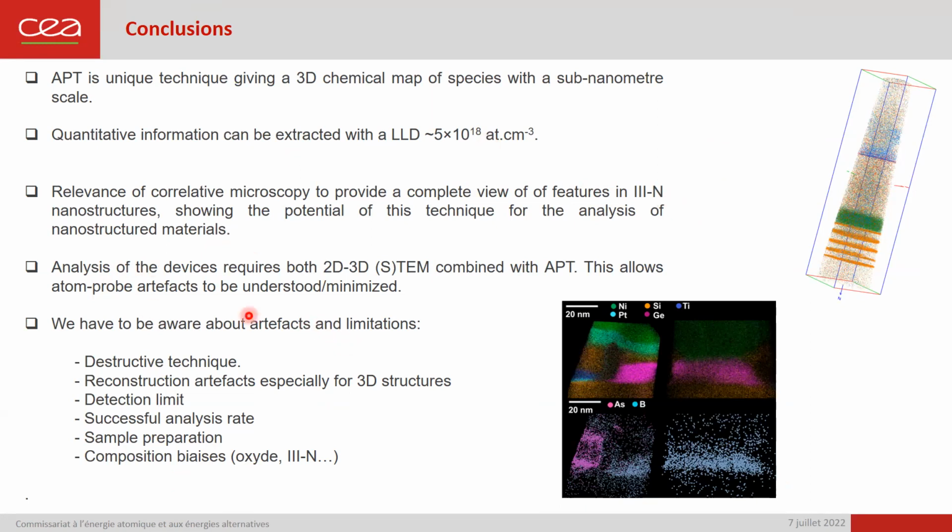When we are working on devices, it requires both 2D or 3D transmission electron microscopy combined with atom probe tomography in order to access both morphology and chemical composition. And also, this combination allows atom probe artifacts to be minimized. And we have to be aware of the artifacts and limitations of these techniques.